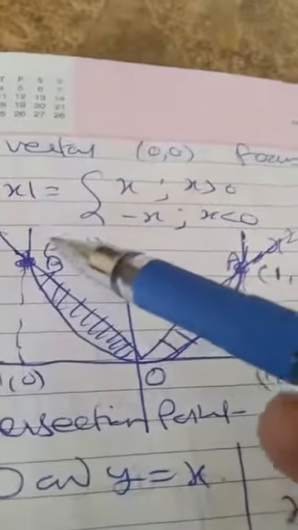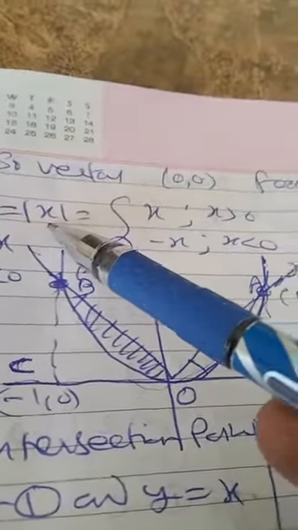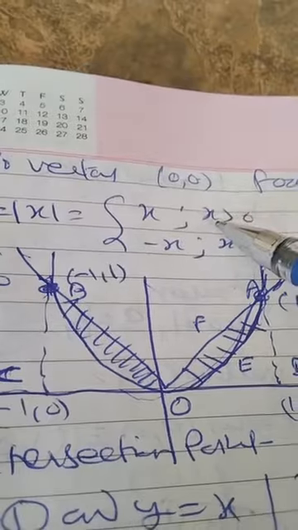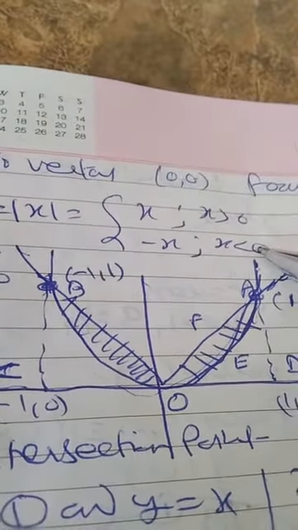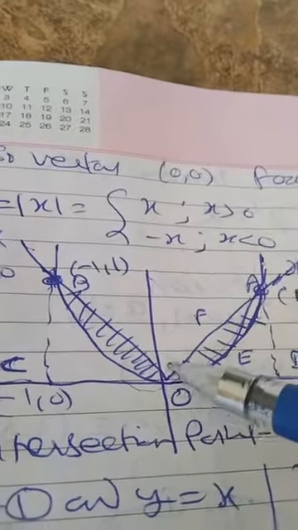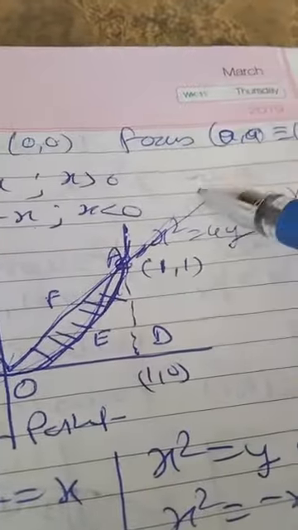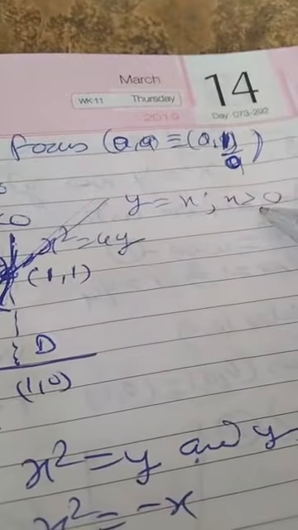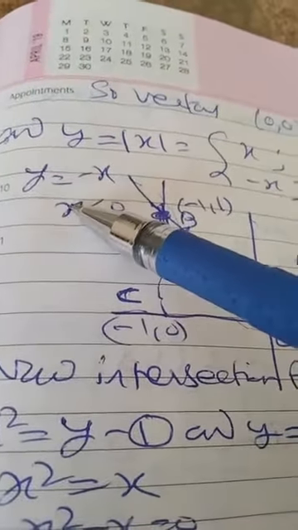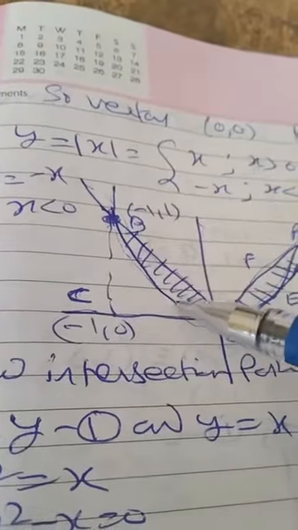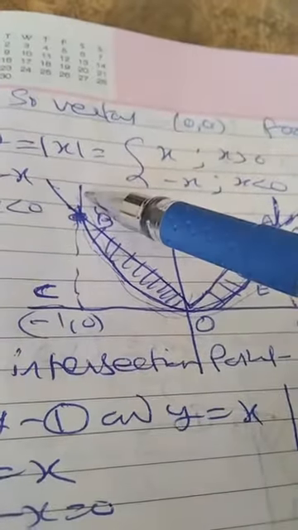Now draw the shape of it. That is a parabola, and y equals mod x is a line. It has two parts: when x is positive, y equals x, and when x is negative, y equals minus x. That is the shape of the line y equals x, the positive line, and that is the shape of y equals minus x because x is negative, and that is the shape of the parabola x square equals 4y.